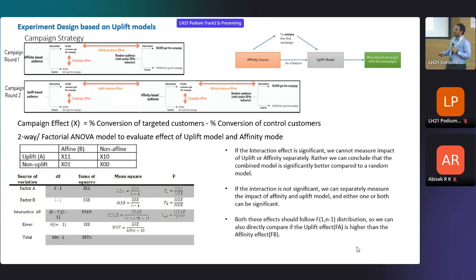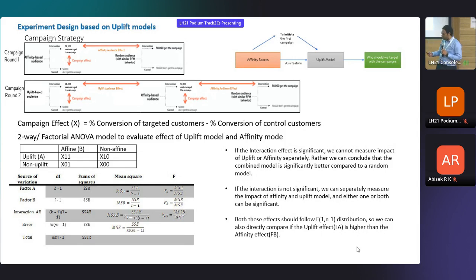From there we can build the uplift models, and then at the second stage we can have maybe a larger group of customers where we are using both uplift and affinity to select these groups of customers. And we can actually use a two-way factorial ANOVA model to measure the effects of uplift and affinity and their interaction together. So whether both of them should be considered in creating and personalizing the treatment, or maybe one of them is more significant than the other.